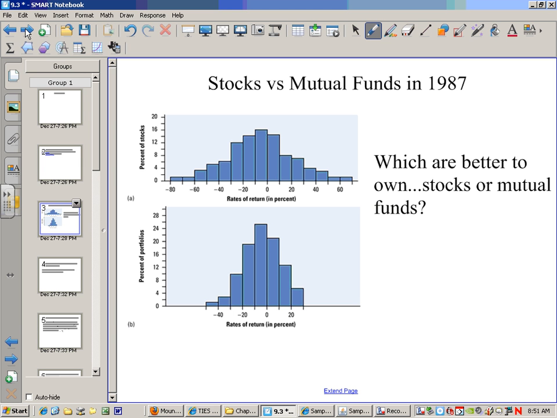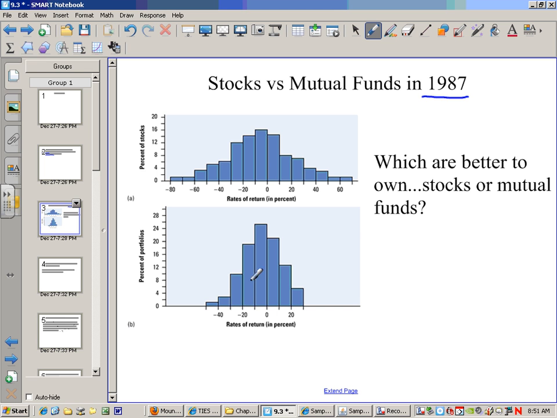One example of what happens with means can be seen in the stock market. Now, if we look at individual stocks in 1987, I think this was a few hundred stocks they looked at. The maximum return was around 65%. The minimum return was around negative 80%. So this stock over here lost 80% of its value. This stock over here gained 65% of its value in a year.